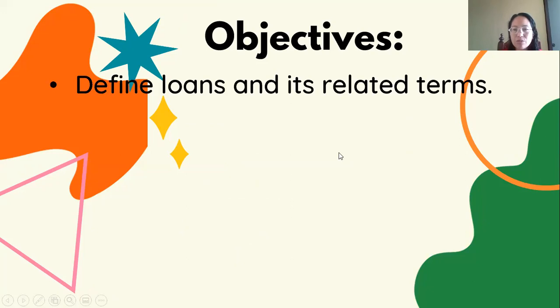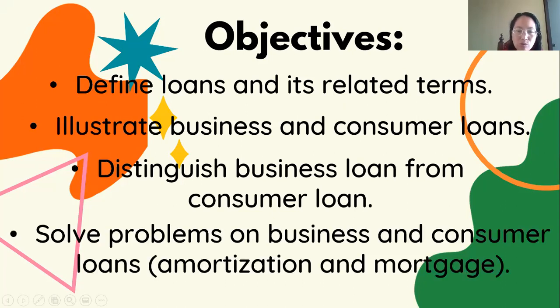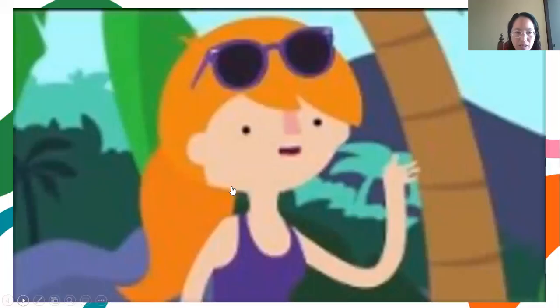Okay, so here are the objectives for today's lessons. You need to define loans and its related terms and distinguish the difference between the two. And then of course, we'll try to solve a real life example on where and when to apply this business and consumer loans. And so to start with the discussion, kindly watch this short clip and try to take note of some terms that you will encounter as you watch this video clip.